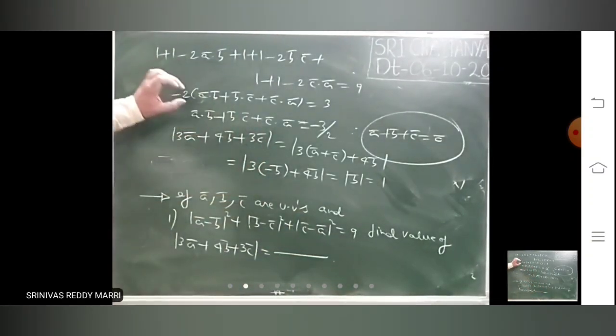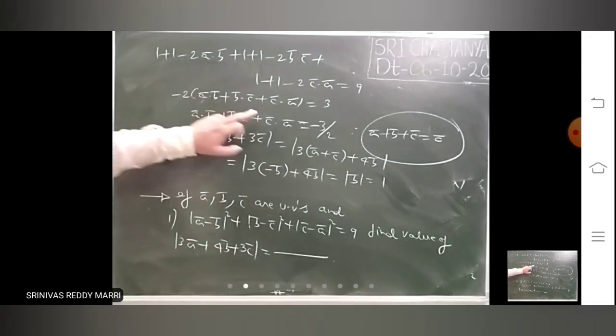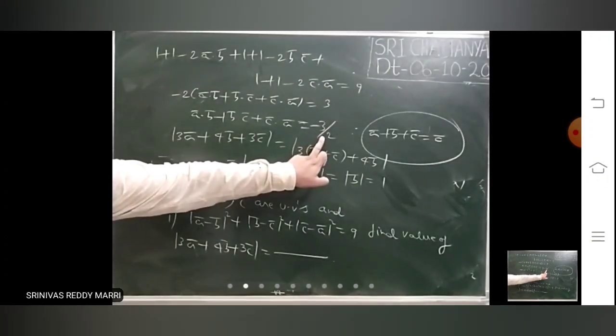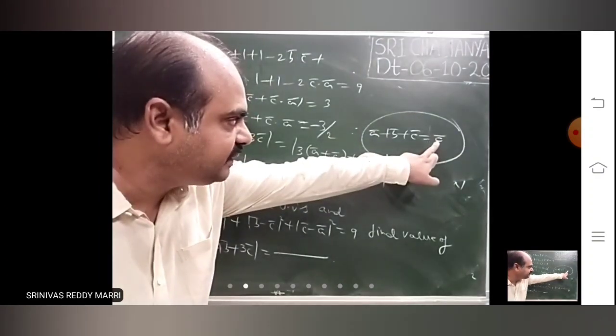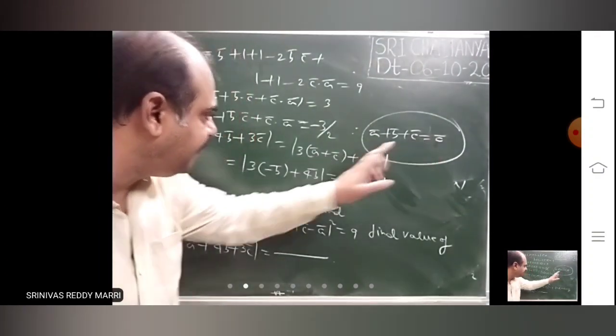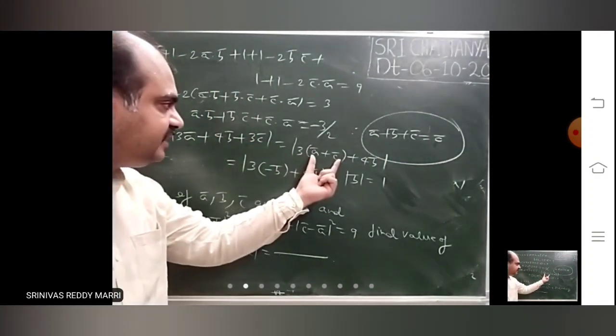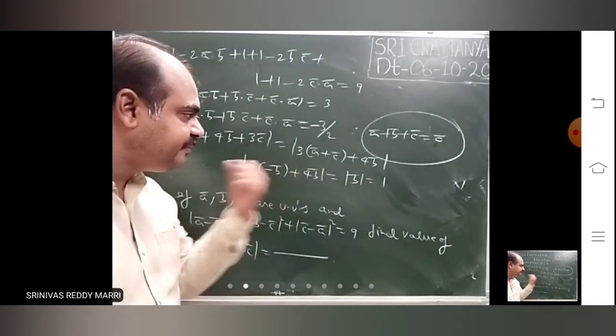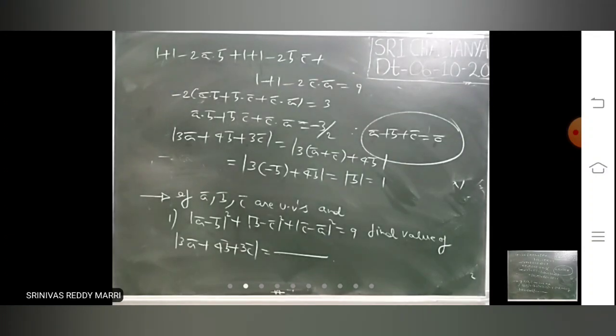From this you will get a dot b plus b dot c plus c dot a value minus 3 by 2. If this is minus 3 by 2, then relation is what? A bar plus b bar plus c bar is 0 bar. Now take the relation and you can substitute a bar plus c bar as minus b bar. So therefore this will become modulus b bar. Such type of models.